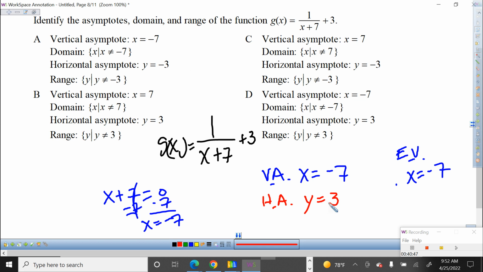So with that said, answer. Let's see. VA is -7. Which one has -7? Which one's excluded? A, -7, -7, -3. No. -7, -7, +3. Answer D. Hands if you got that. All right. What number was this? 19. We'll stop at 19.